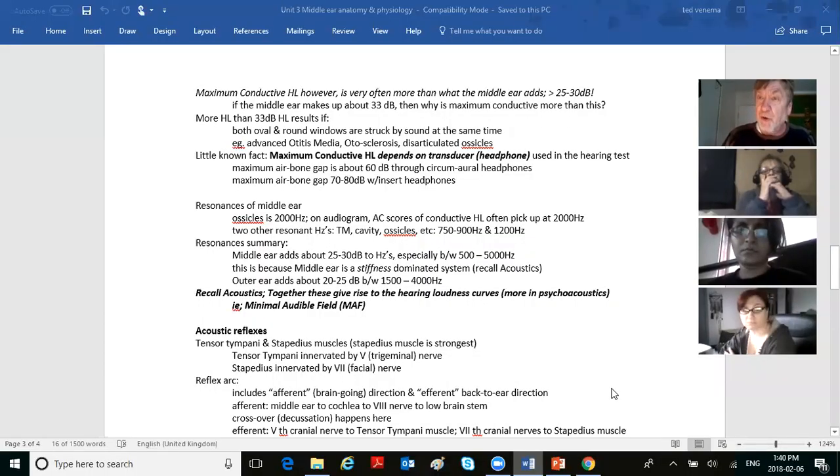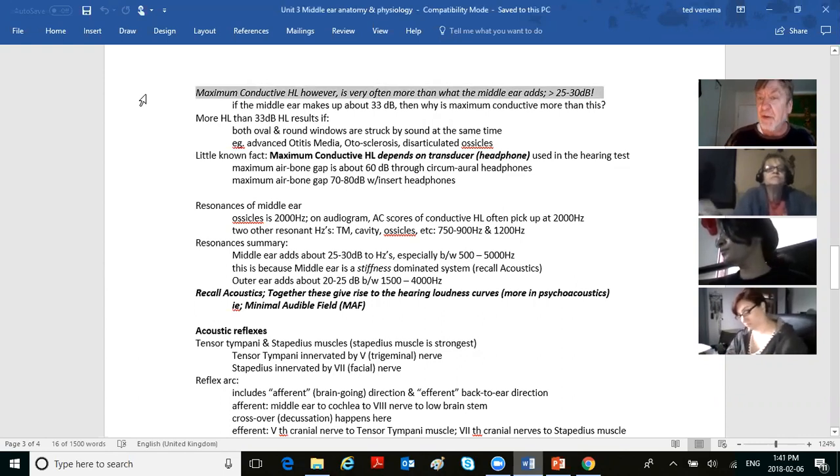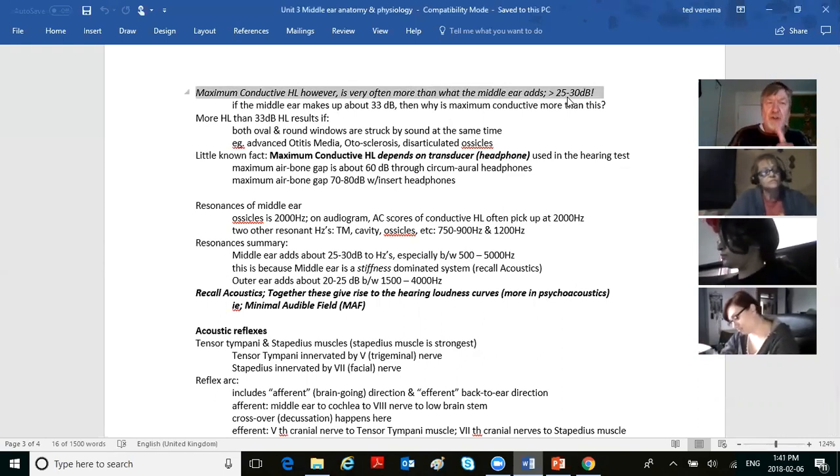Unfortunately, only 5% of hearing loss in the world is conductive. Most hearing loss is sensory neural or due to inner ear pathology. So anyway, here you go. Read this: the maximum conductive hearing loss possible to measure is more than what the middle ear makes up. We said the middle ear makes up 30 to 35 dB. Here it says 20 to 30 dB. No matter. What's 5 among friends? That's not the issue. The issue is this.